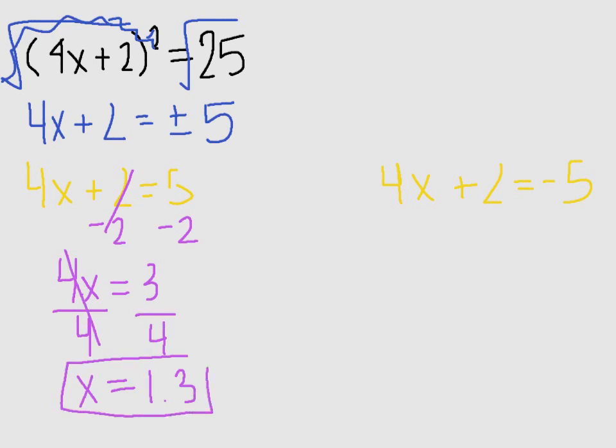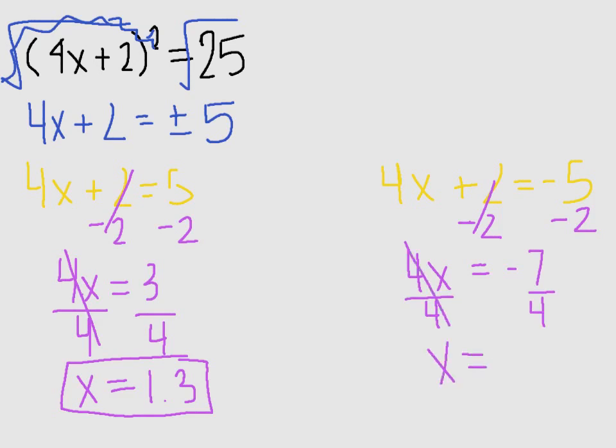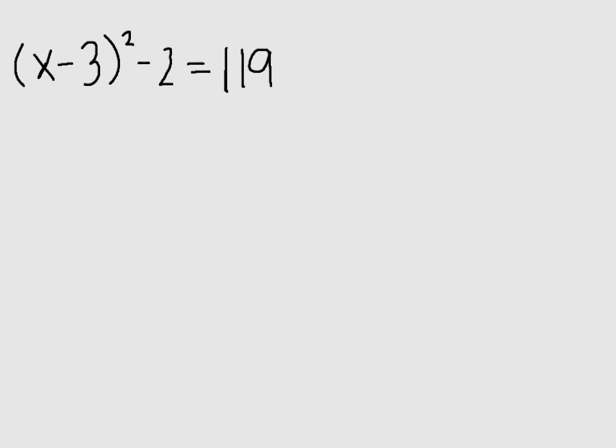Now I have to solve when it equals negative 5. So same thing, I'm minusing 2 to both sides. My 2's cancel, and I'm left with 4x equals -5 minus 2 is -7. Now I divide by 4 to both sides. 4's cancel. -7 divided by 4 is -1.75. And I have my two x values, so I'm finished. Let's look at one more example.